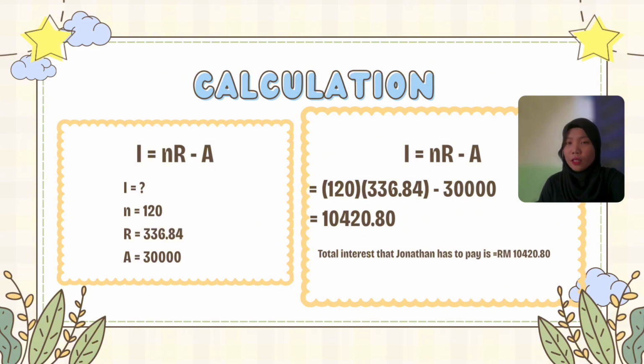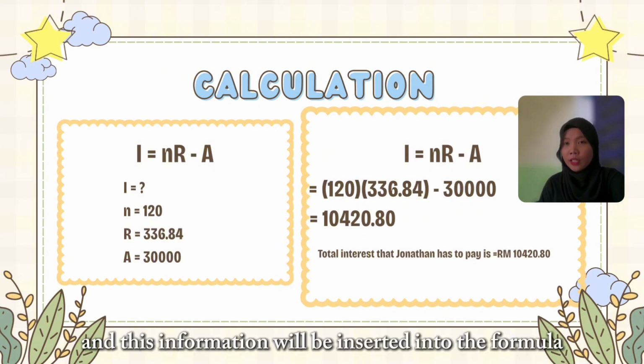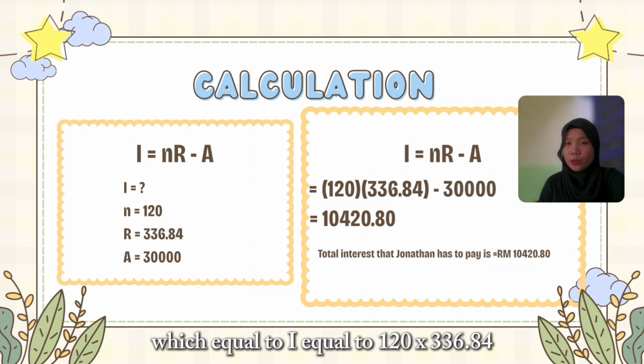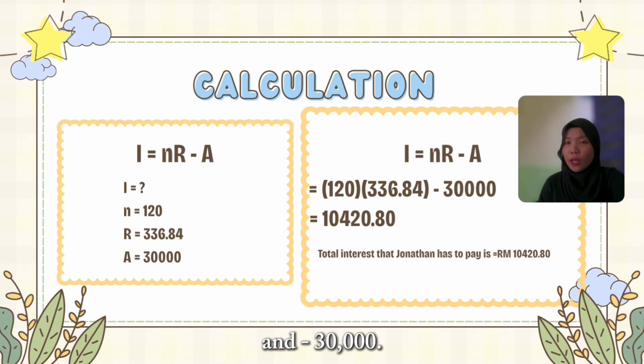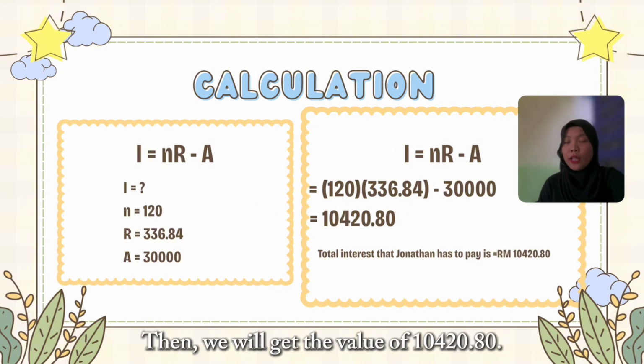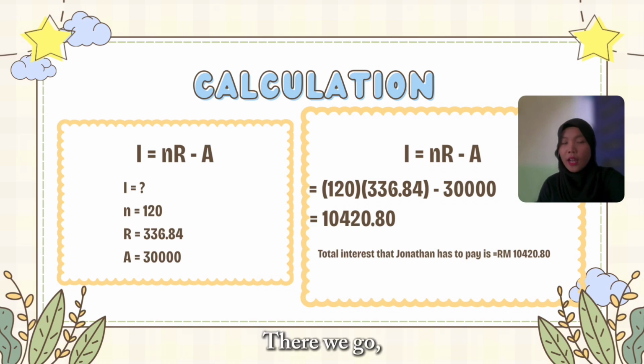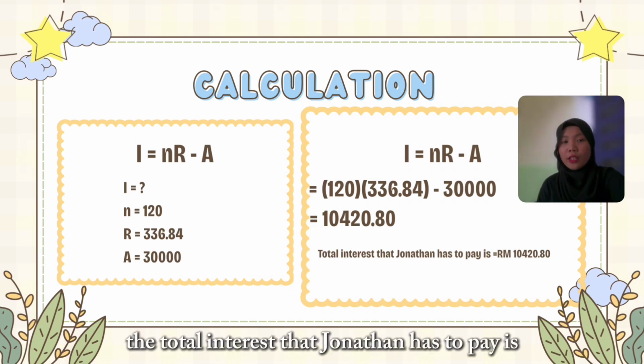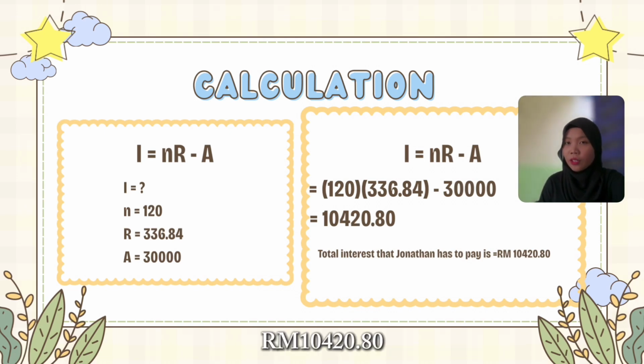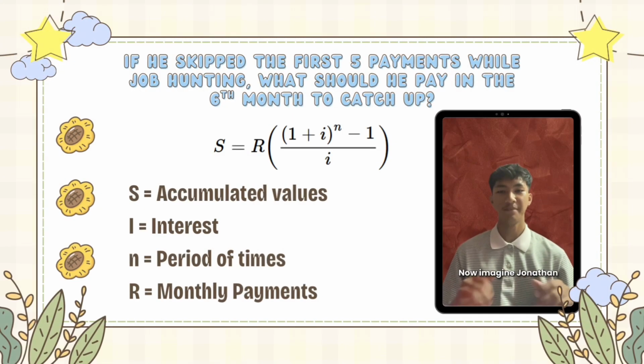All of this information will be inserted into the formula, which is I equal to 120 times 336.84 minus 30,000. Then we will get the value of RM10,420.80. There we go. The total interest that Jonathan has to pay is RM10,420.80.